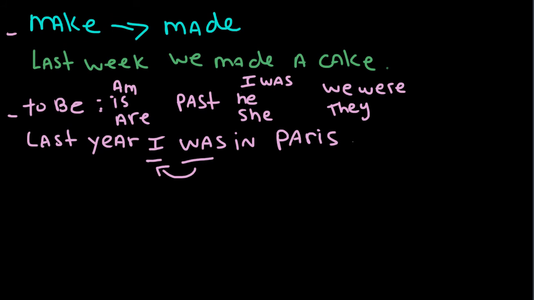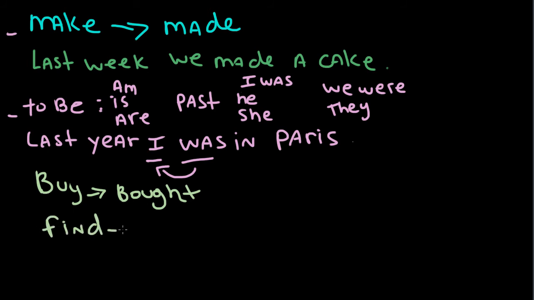For example, we have buy. The irregular verb would be bought in the past simple. Then we have find. In the past simple, this irregular verb will turn into found. Let's look at some more examples. We have the verb know. This irregular verb in the past will turn into knew.